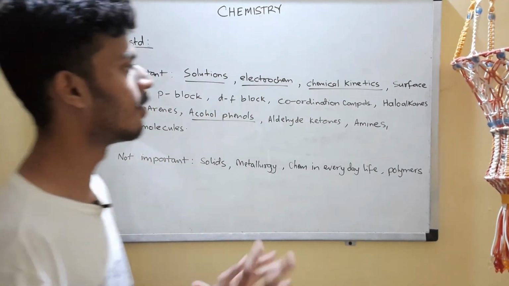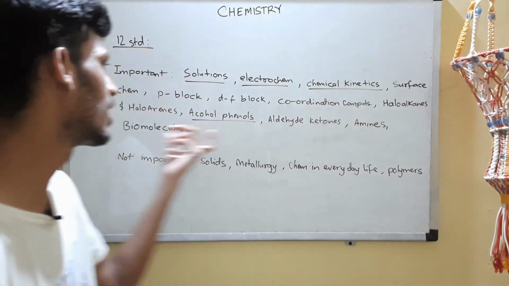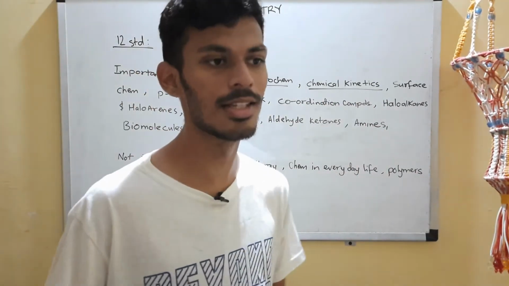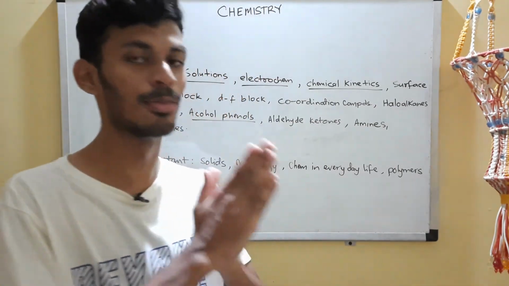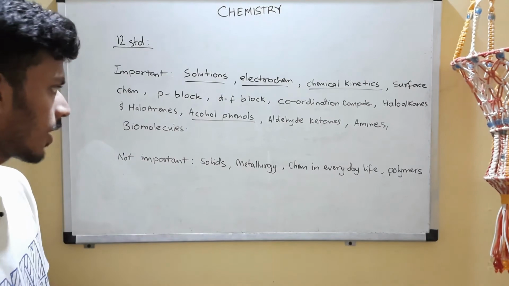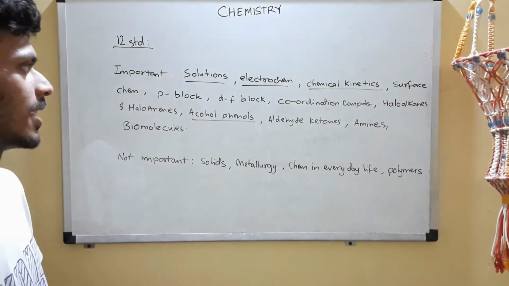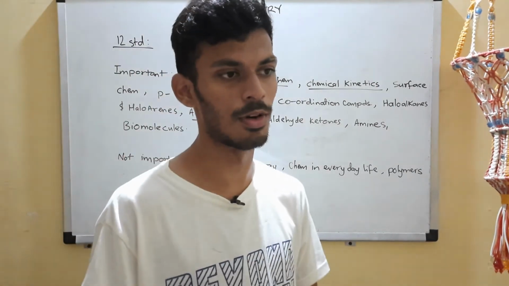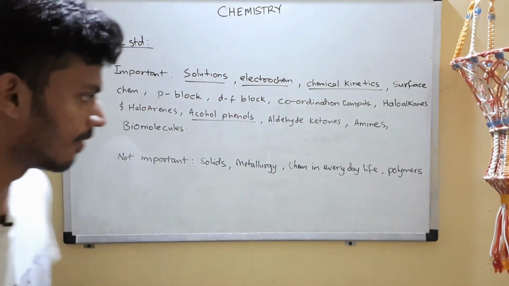Then we have the organic side of the paper: haloalkanes, haloarenes, alcohols and phenols, aldehydes and ketones, and amines. All of these are important chapters, and the most important among them is alcohols and phenols. Finally, we have biomolecules. You can expect 1 to 2 questions from this topic in every BITSAT paper.